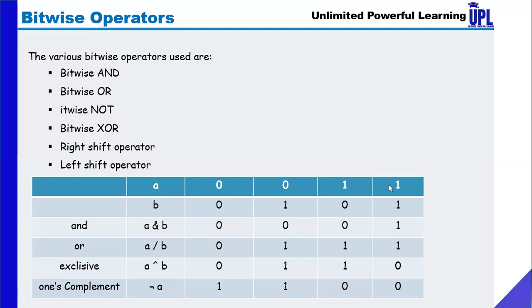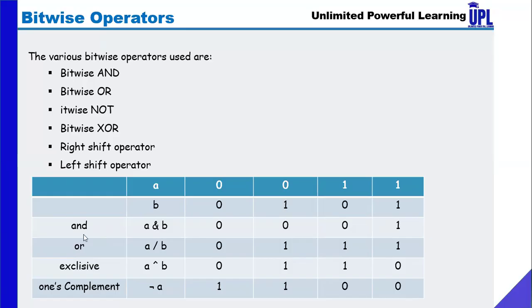So that means 2, 1. This is 3. A is equal to 3, but the binary representation is like this. Similarly, B is equal to 0, 1, 0, 1. So that is nothing but 5. This is another combination.